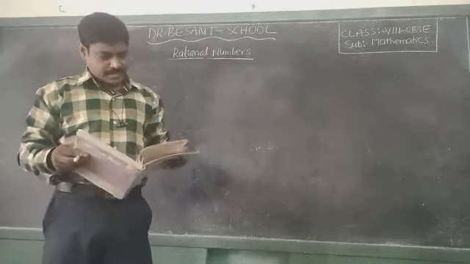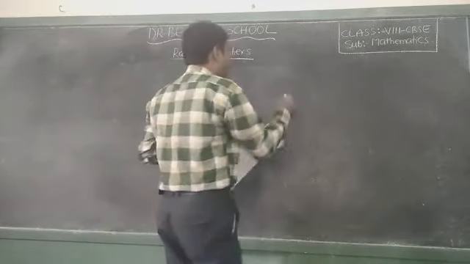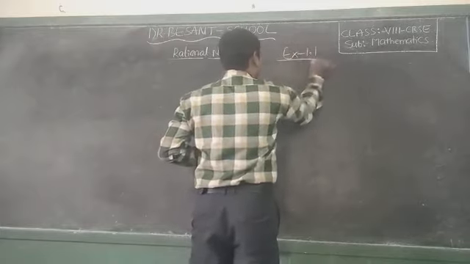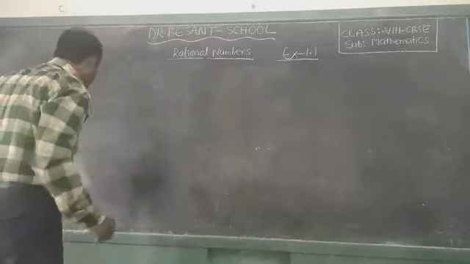See, in rational numbers exercise 1.1, how many sums we have completed? Up to third Roman we have completed. Next, fourth Roman.